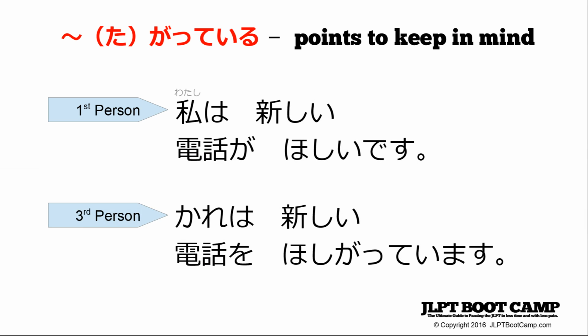Whereas for third person, kare wa atarashii denwa o hoshigatteimasu, you're using the o object marking particle to mark what the third person wants, what he wants. So something to keep in mind. This is something that might come up in the grammar section because it's very easy to forget the difference here, ga and o, because you're talking about different things.